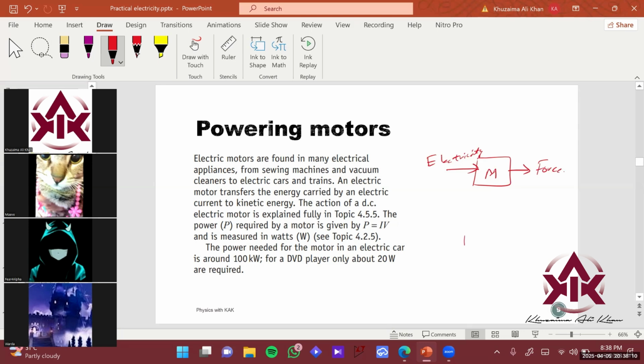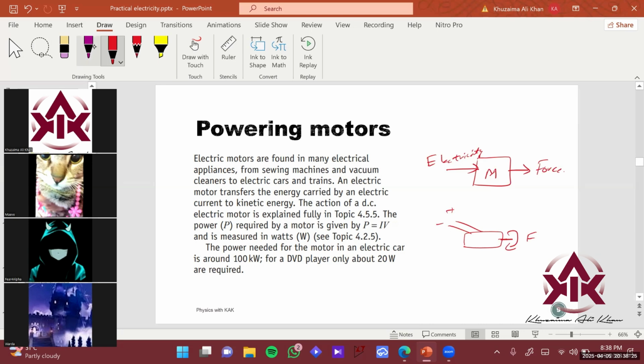If you see a motor, it looks like this. It has a shaft on it, okay? When you supply positive and negative voltage, this knob rotates. It has a force which is rotating the motor. So this is a motor.